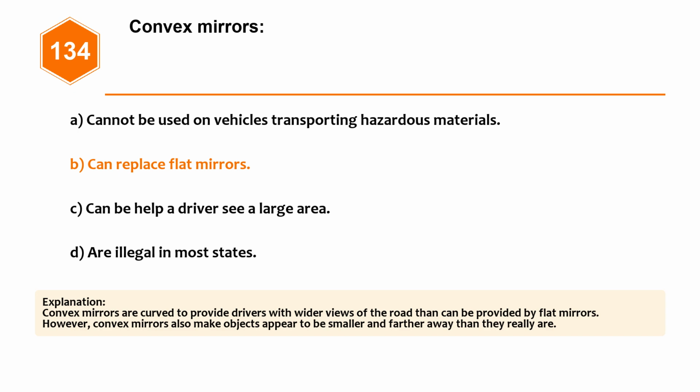Explanation. Convex mirrors are curved to provide drivers with wider views of the road than can be provided by flat mirrors. However, convex mirrors also make objects appear to be smaller and farther away than they really are.